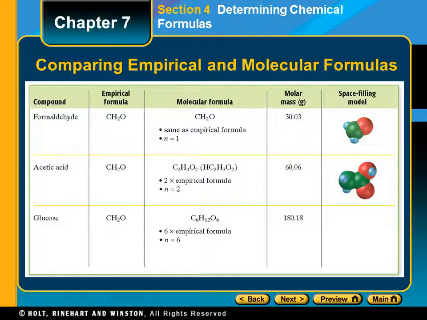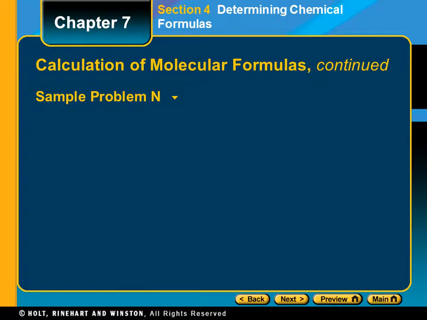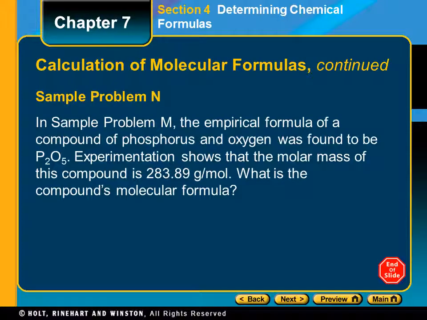This chart shows you some examples, one where the empirical formula and the molecular formula are the same, a couple where they are different, and what N would equal in order to calculate that. But it's best to see it in a sample problem, okay? You've got a compound of phosphorus and oxygen found to be P2O5. That's the empirical formula. Experimentation shows that the molar mass is 283.89 grams per mole. So notice you're given the molar mass. What is the compound's molecular formula?